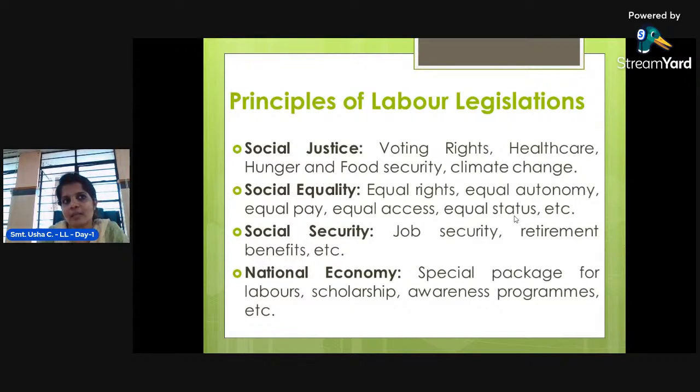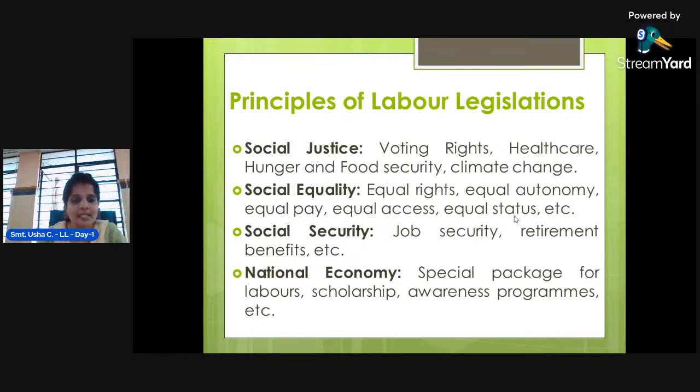Or some organizations are providing canteen facilities free of cost or with minimal charge. And they are also providing various food security benefits to the employees in order to protect them.